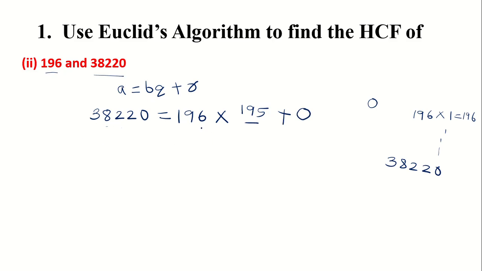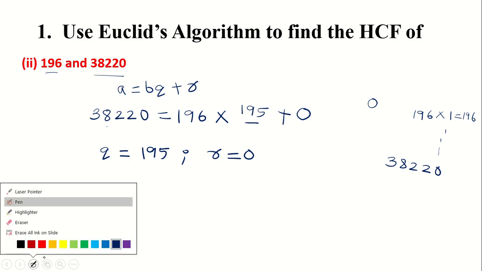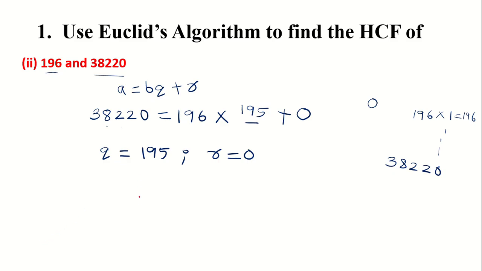Now tell me what will be the Q and R in this question? Right, Q is 195 and R is 0. Now quickly tell me what will be the HCF. HCF is the divisor. So in the first step, what is the divisor? 196.